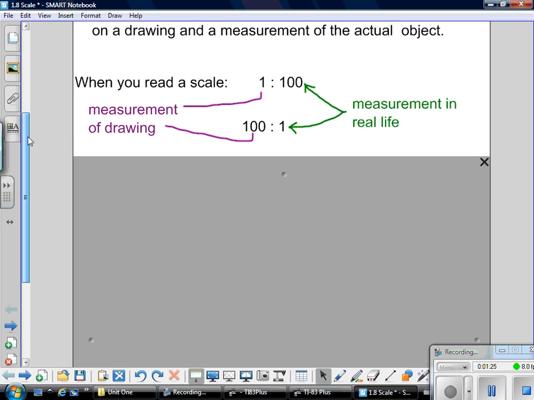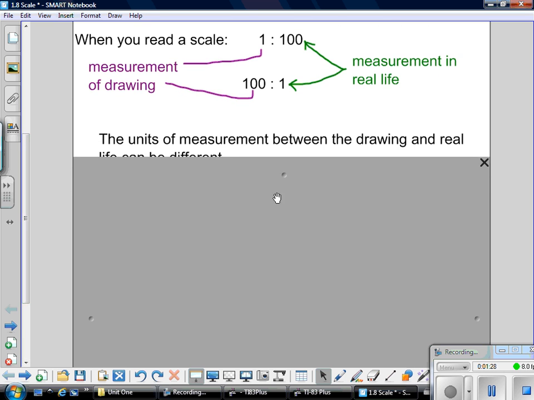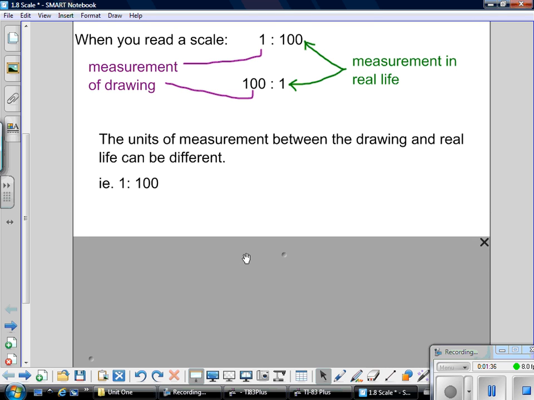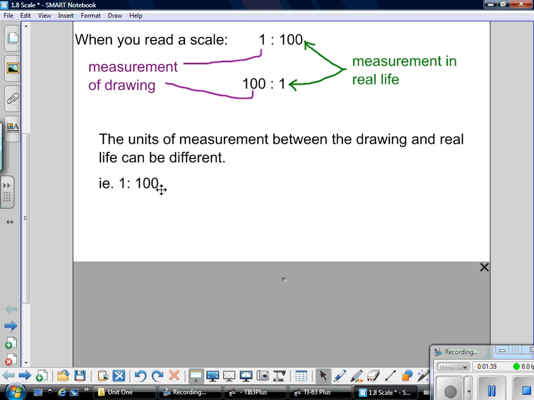Another thing that we need to be aware of is that the units of measurement between the drawing and the real life can be different. In other words, if we're looking at a road map, for instance, we're not going to have one unit representing 1 kilometer because that would be too large. So on a road map, it could be 1 centimeter on the drawing translates into 100 kilometers in real life. So these units don't have to match.